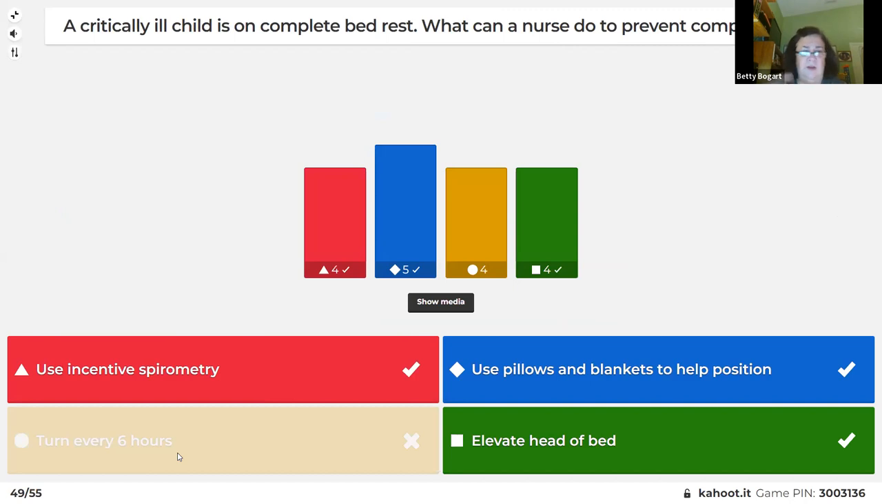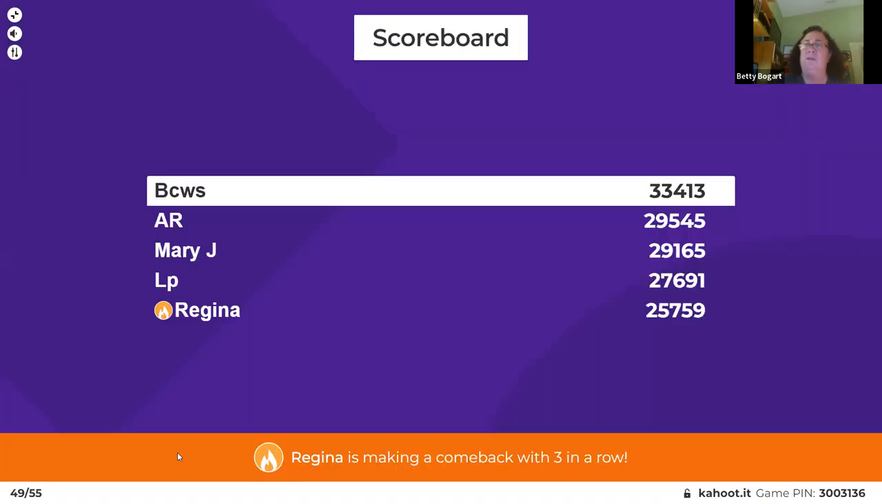So we're going to do the incentive spirometry. Children, we prop them with pillows and blankets and get them in good positions. Head of the bed's going to be up. We're going to turn them every 2 hours, not every 6 hours, making the lung on top, getting more expansion and keeping those lungs moving. So that's the only thing. Every 2 hours, turning these children.